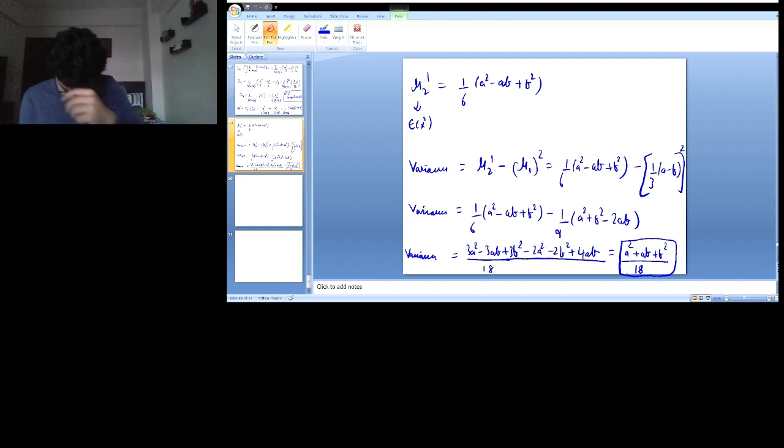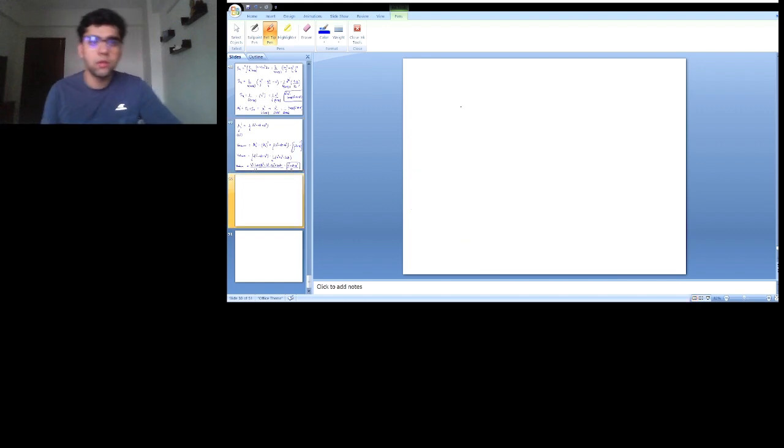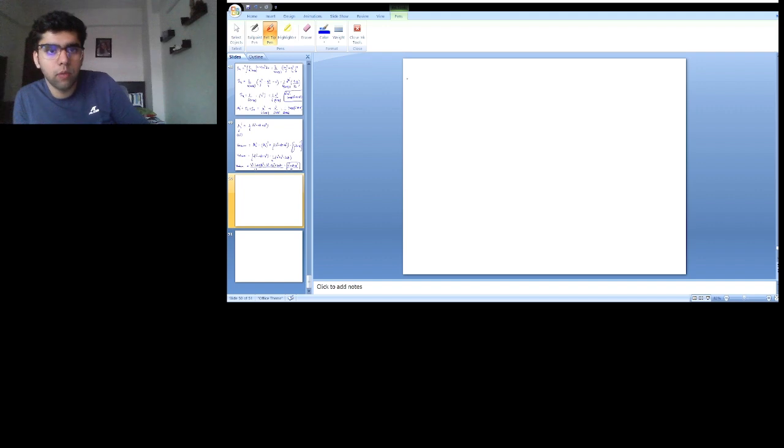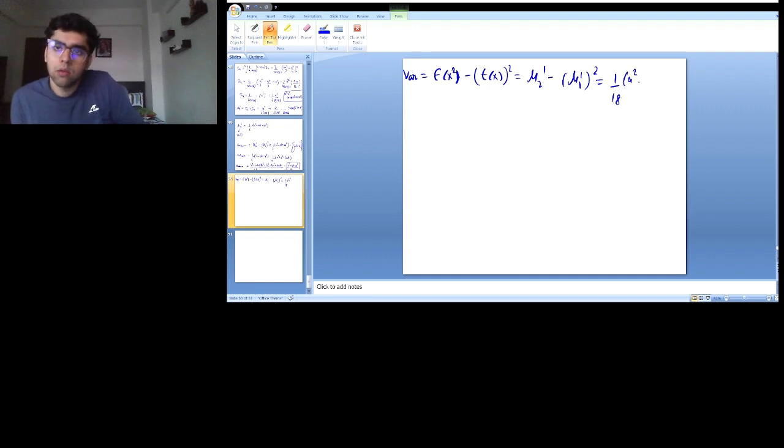And are we correct? Yes, this is our variance, a square plus ab plus b square upon 18. Let me write this again so that you understand, I'll be writing the formulas also. So variance is E of x square minus E of x whole square, equal to mu2 dash minus mu1 dash whole square, or 1 upon 18 (a square plus ab plus b square). This is the answer in our case.